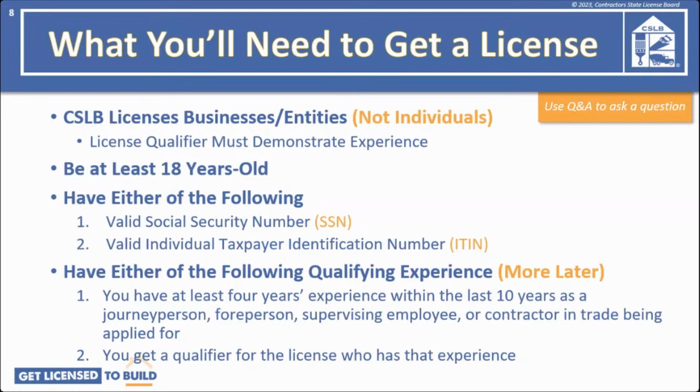Here's a short list of minimum qualifications you will need. You must be at least 18 years of age. You must have either a valid Social Security number or a valid individual taxpayer identification number, or an ITIN. You can qualify the license in one of two ways. First, you can qualify the license by having at least 4 years experience within the last 10 years as a journey person, foreperson, supervising employee, or a contractor in the trade being applied for. Or you can also get a qualifier for the license who has that required experience.